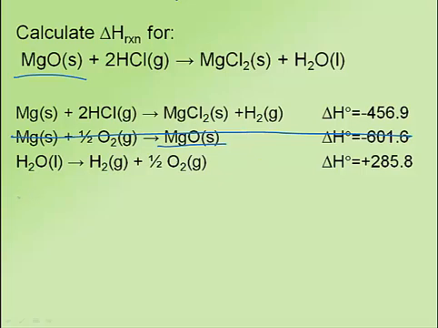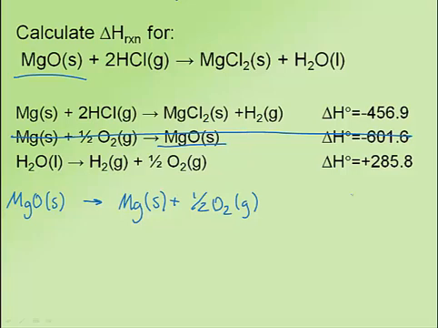So this becomes MgO yields Mg plus 1/2 O2. And the delta H value becomes positive 601.6. Next, I'm going to look at MgCl2. That's in the first thermochemical equation. It's on the correct side, and I have the correct number, so I'll use that equation as is.